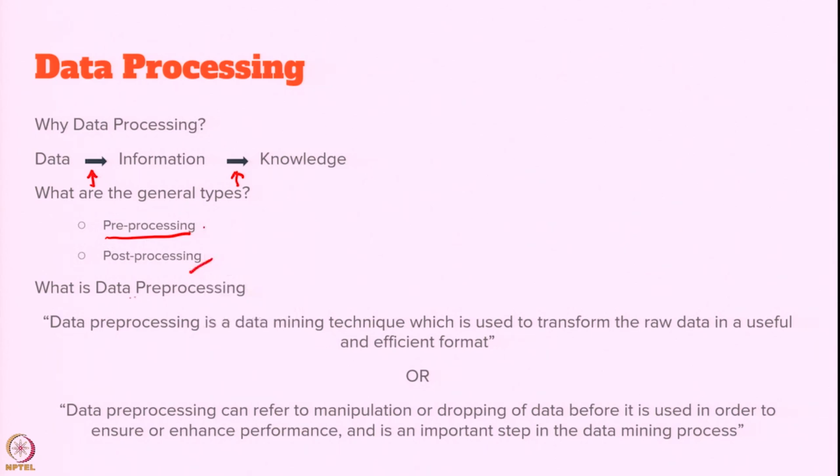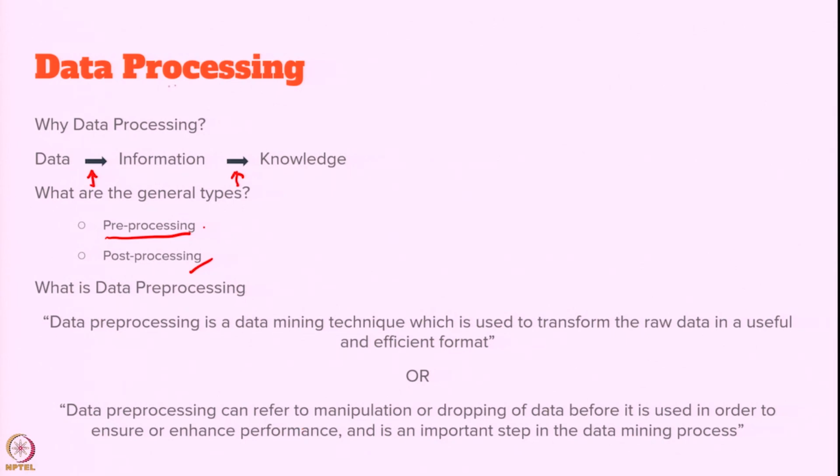Now what do you mean by data pre-processing? The definition of data pre-processing is, data pre-processing is a data mining technique which is used to transform the given raw data into a useful or an efficient format. So converting the given raw data into some useful or efficient format. One more definition goes like this: data pre-processing can refer to the manipulation or dropping of data before it is used in order to ensure or enhance performance, and it is an important step in the data mining process.